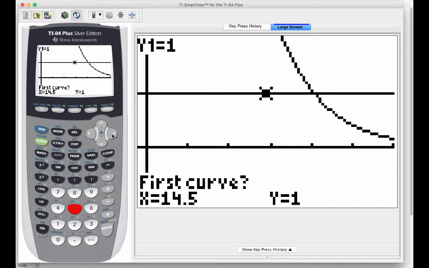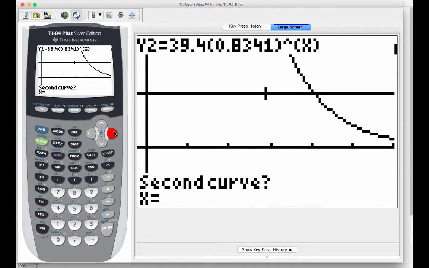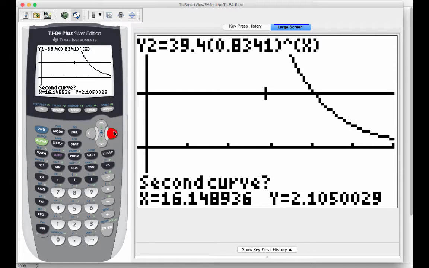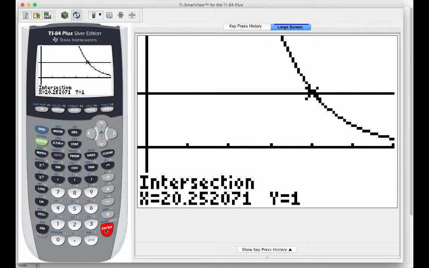And remember that to do this, we need to define the first curve. We need to define the second curve, which in our case is going to be our exponential. Look at the frog down here, we can see him. And then we give the best guess, which is going to get as close to the point of intersection as we can. And we hit enter, and voila, we weren't too bad guessing 20 hours. It's 20.25 hours if we round off to 2 decimal places.